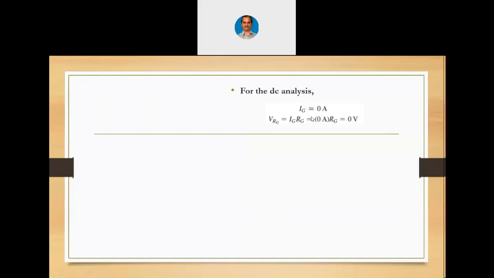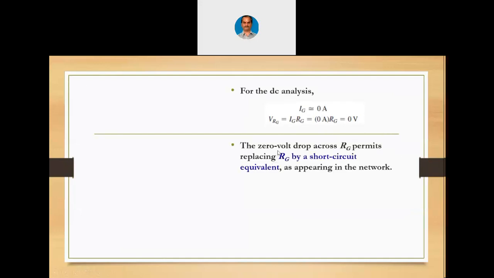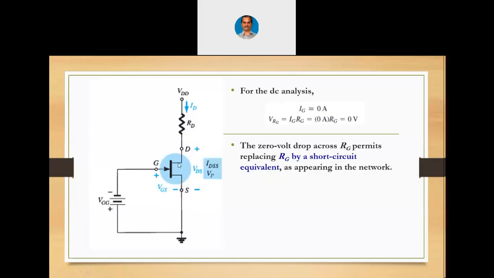So now, as IG is 0 amperes, VRG equals IG RG, which is 0 volts. Now the 0 volt drop across RG permits replacing RG by a short circuit equivalent in the network. That resistor can be replaced by a short circuit, and the capacitors can be replaced by open circuits for the DC analysis. So that way you can see the circuit now. The resistor is replaced by a short circuit because there is no drop across it. But VGG is coming to the gate, and the capacitors are replaced by open circuits.